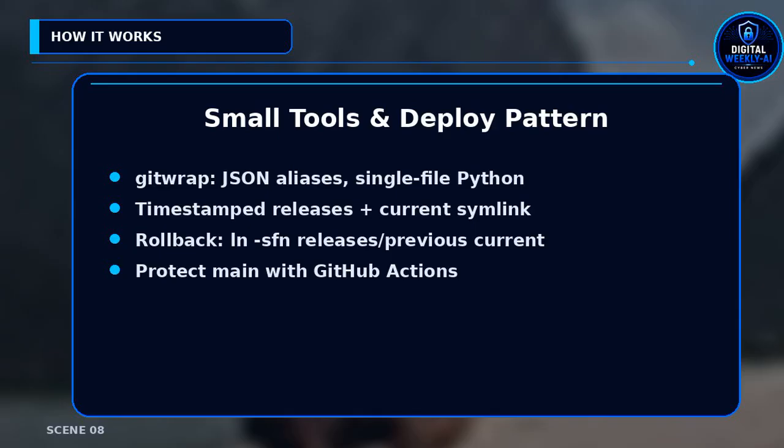Zero downtime deploys. Use timestamped release folders and a current symlink. Flip the symlink after tests pass. Rollback is one symlink command. Add GitHub Actions branch protection to enforce CI.